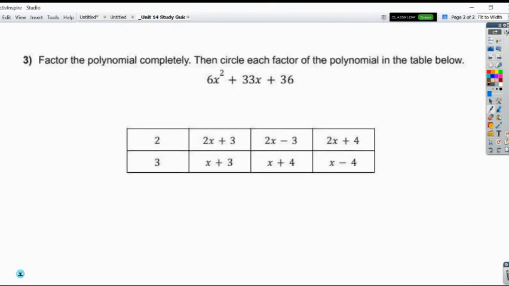And then number 3, factor this polynomial completely and then circle all of the required factors from the table. Do you have a greatest common factor? It's the question you ask yourself every single time you start. Do you have a greatest common factor? Yes, we do. I can divide a 3 out of each of these terms. So what does that leave behind? 2x squared, from 6 divided by 3 is 2. Positive 33x divided by 3 is positive 11x. And then positive 36 divided by 3 is positive 12.